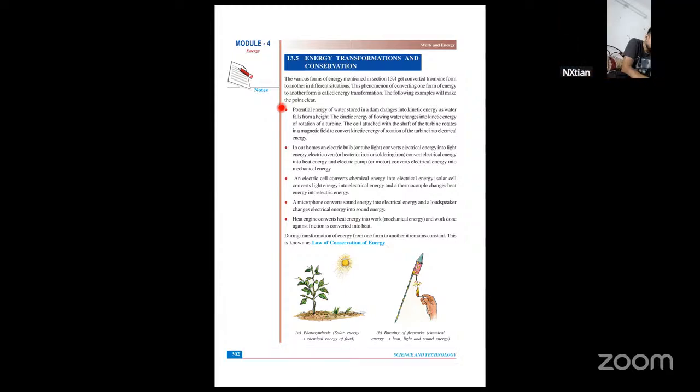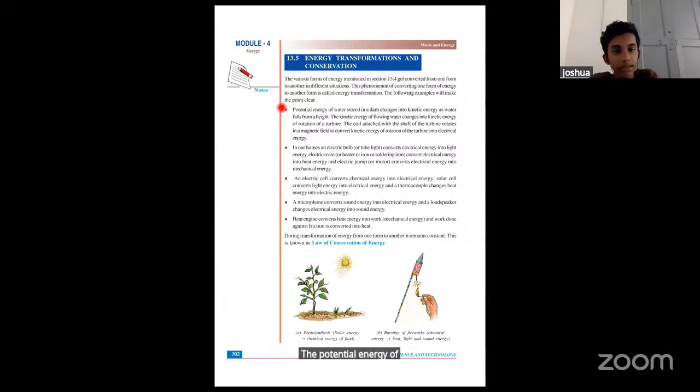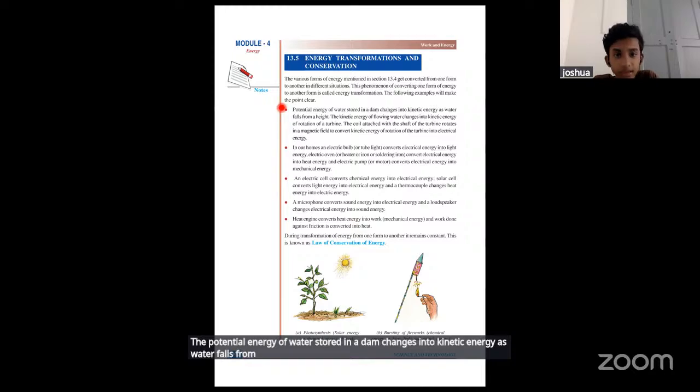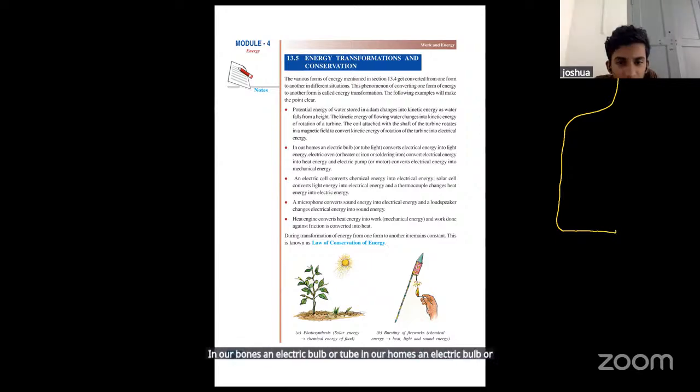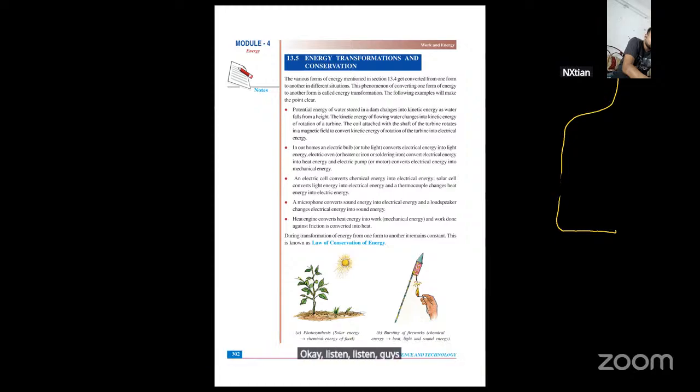The potential energy of water stored in a dam changes into kinetic energy as water falls from a height. The kinetic energy of flowing water changes into kinetic energy of rotation of a turbine. The coil attached with the shaft of the turbine rotates in a magnetic field to convert kinetic energy of rotation of the turbine into electrical energy. In our homes, an electric bulb or the tube light converts electrical energy to light.